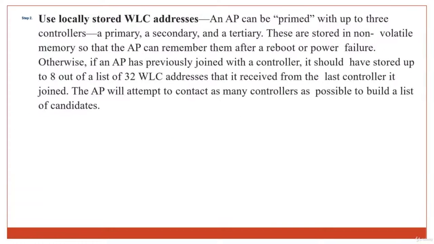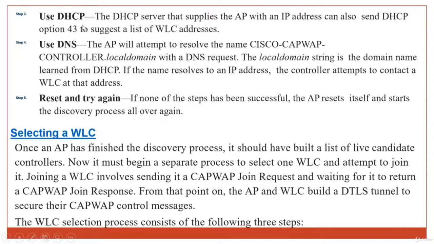The other thing is that inside your AP, you may have the information of the WLC. As per primary, secondary, tertiary, the AP will check WLC1, then WLC2, then WLC3, and then contact or discover the WLC. We have an option with DHCP. Once they get the IP address, DHCP option 43 will be there to suggest the list of WLC addresses. It can use DNS as well to resolve the CAPWAP-controller.local domain with a DNS request. Again, if nothing happens, the AP will reset and start the discovery process.